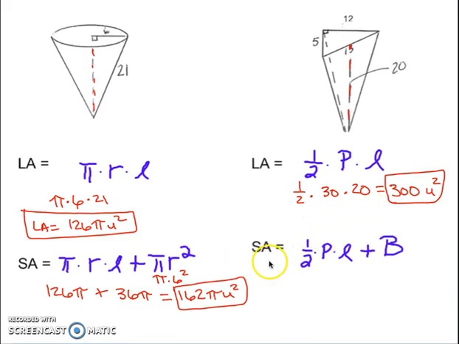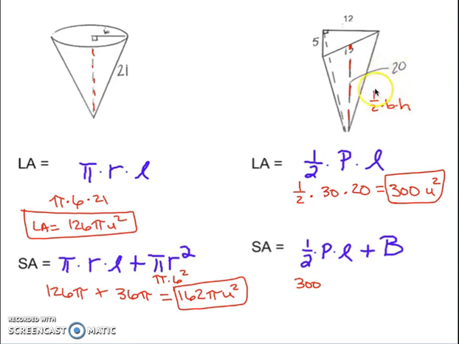For surface area, again, the first part of the formula comes from the lateral area. So we're going to take 300 plus B, and the capital B is the area of our base. Now, the way you figure out our capital B can change depending on what the shape of your base is. Our capital B right now is a triangle. And in order to find the area of a triangle, I would take 1/2 times base times height.